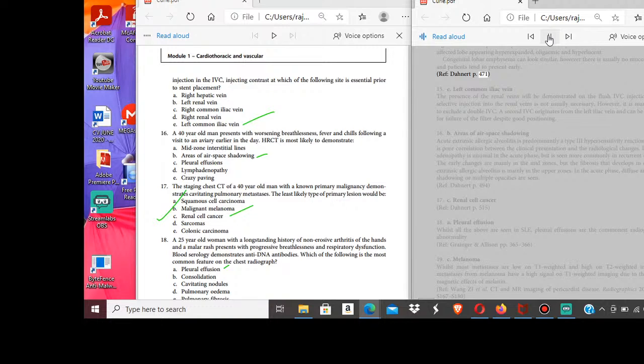15. E. Left common iliac vein. The presence of the renal veins will be demonstrated on the flush IVC injection, and selective injection into the renal veins is not usually necessary. However, it is mandatory to exclude a double IVC. A second IVC originates from the left iliac vein, and can be a cause for failure of the filter despite good positioning.